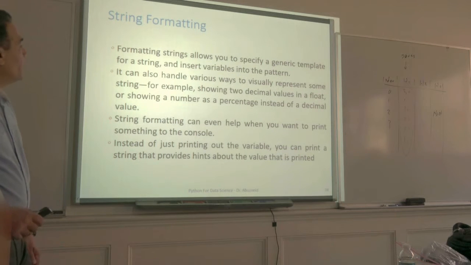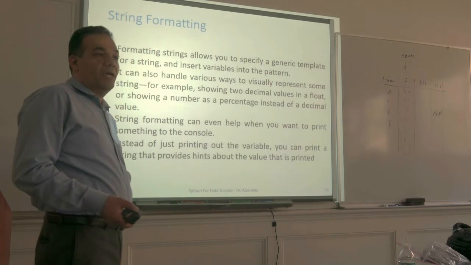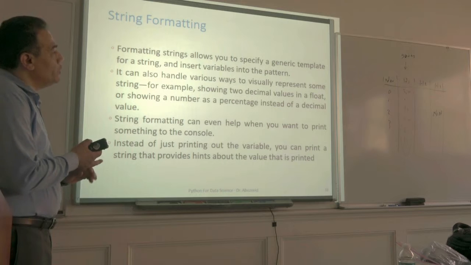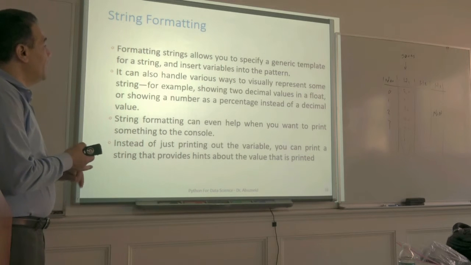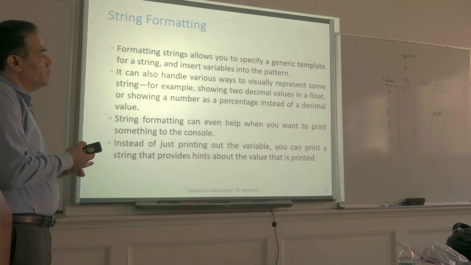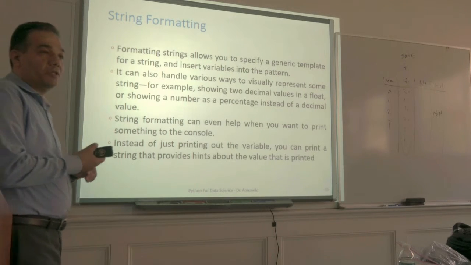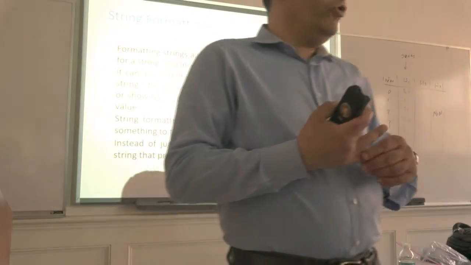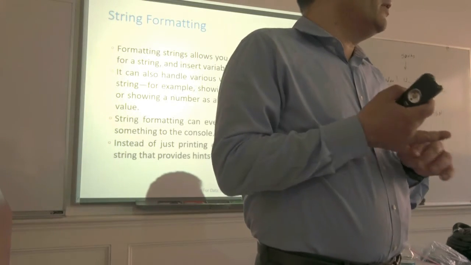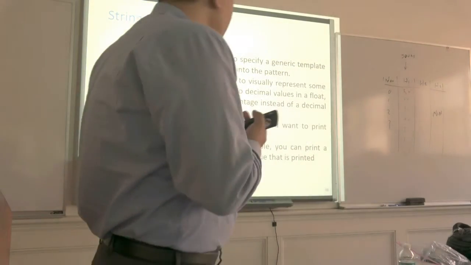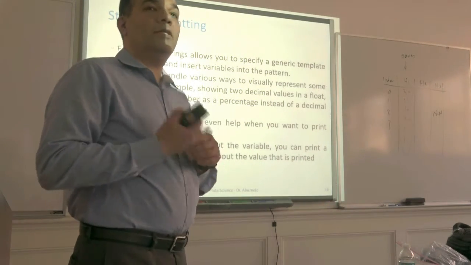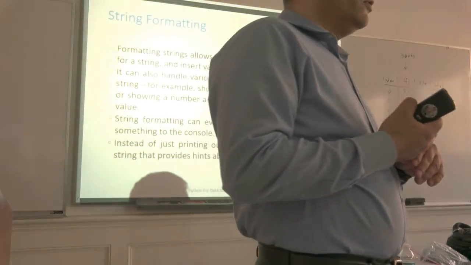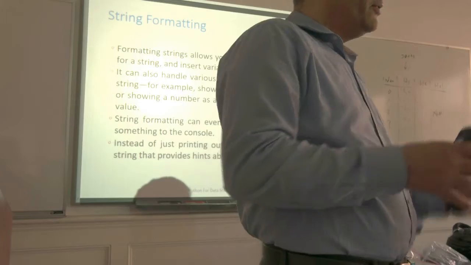All right. String formatting. Formatting strings allow you to specify a generic template for a string and insert variables into the pattern. Like when you print. What do you usually print? A string, right? You need to format it the way it looks. So how do you format it? And usually when you use print in Python, the data is coming from variables. And you put it inside other text, right?